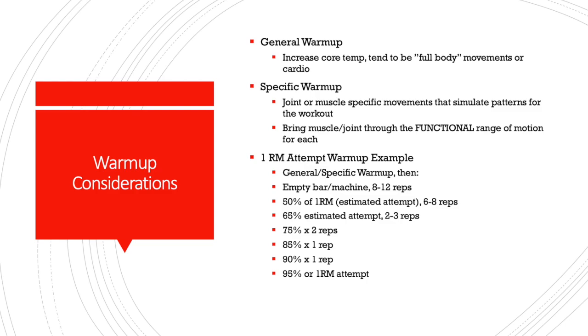The next thing that we're going to discuss is just a warm-up example for adding weight for a 1 rep max attempt. This number scheme can change, and it might change with experience level, but this is just an example. You may start with an empty bar and then do 8 to 12 reps on the empty bar or the machine, and then you add on a little bit of weight, say 50% of your 1 rep max. This is an estimated attempt if you've never done it, or an actual 50% number if you have a 1 rep max in a previous attempt. And then you just slowly increase the percentage and decrease the number of reps.